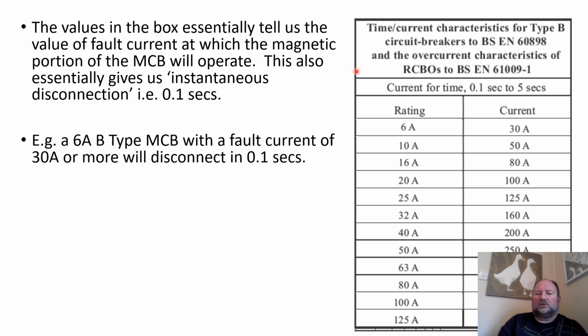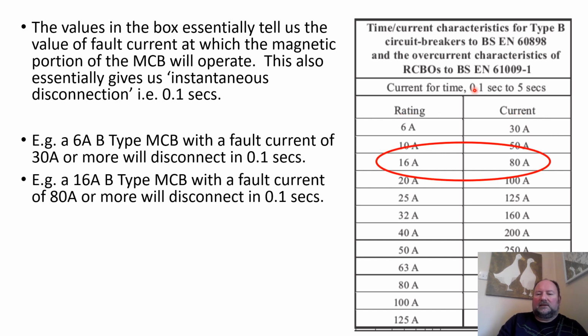And you can see then for a 6 amp circuit breaker, a fault current of 30 amps will cause that device to disconnect in 0.1 of a second, which is there. And for a 16 amp circuit breaker, you can see that it takes 80 amps for that magnetic part to come in and give you that instantaneous disconnection. So any fault greater than 80 amps on a 16 amp breaker will just cause it to disconnect instantaneously, and we'll take that value to be 0.1 seconds.